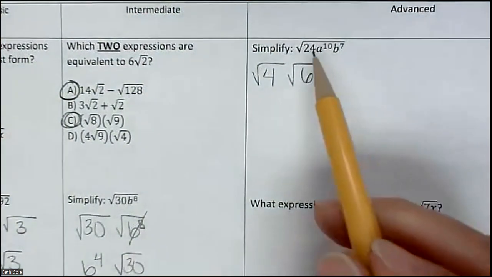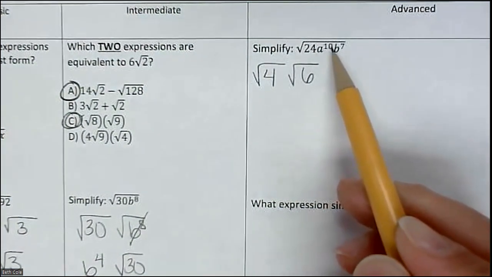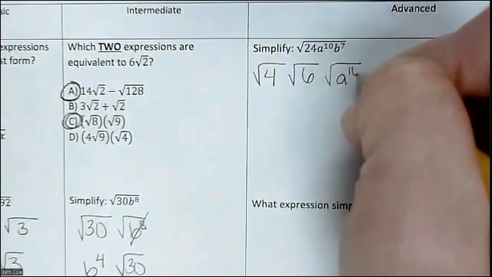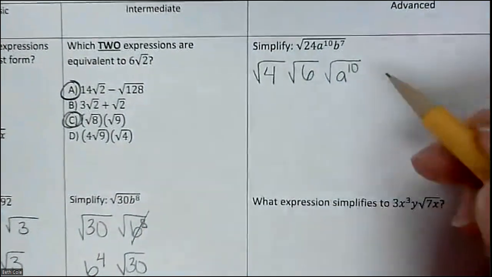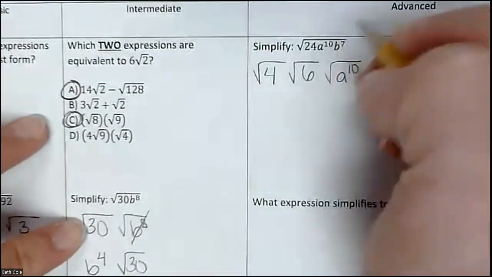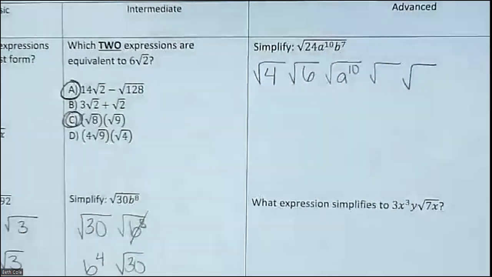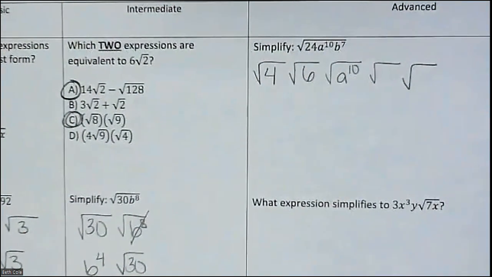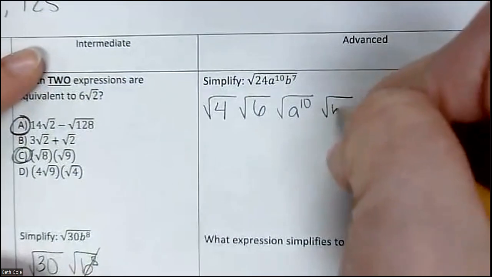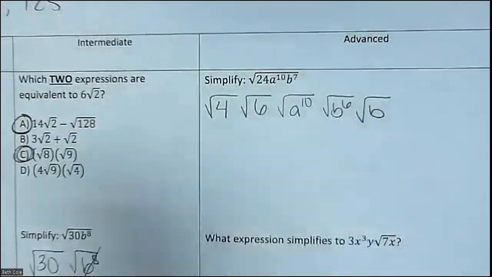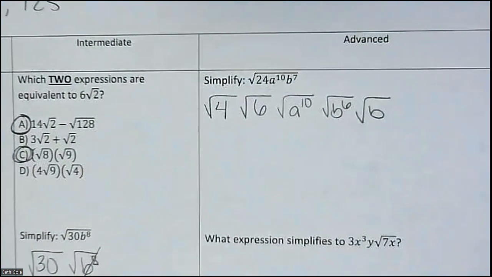Cool. Is 10 an even number? Yes. Leave it a to the 10th. Just don't do anything. Is 7 an even number? No. How's that one split? Good. And don't just write 6 and 1. It's b to the 6. The reason I keep bringing that up is because people will leave the b out of it, and then that's not right anymore.